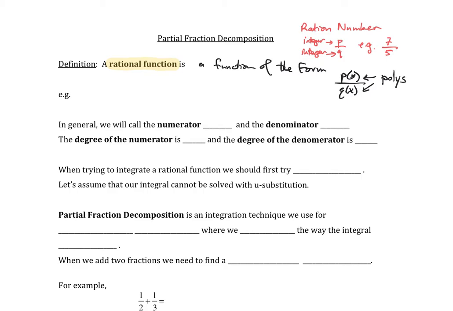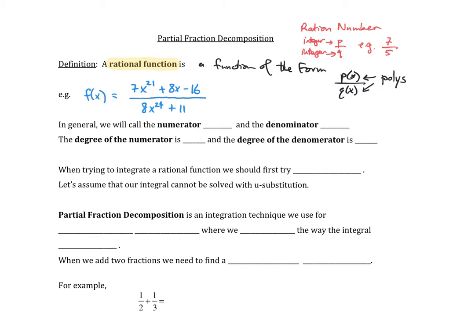Okay? So for example, I could have something like f of x is equal to 7x to the 21st power plus 8x minus 16 divided by 8x to the 24 plus 11. As you can see, the numerator is a polynomial, the denominator is a polynomial. So f of x would be a rational function.